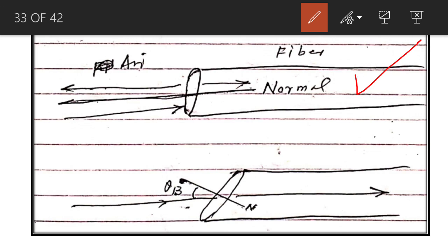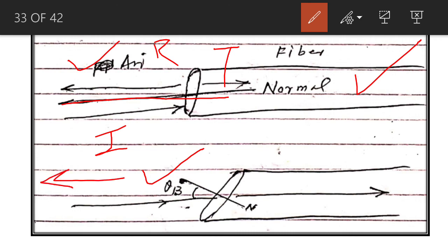So we consider this particular case. We have the fiber over here, and we have the air on this side. This is normal to the interface between the air and fiber. So here is the incident wave, here is the reflected wave, and here is the transmitted wave. So you see, if we feed the light wave through this angle, which is known as the Brewster angle, then there will be no reflection. The reflection will be equal to 0, and the total energy of the incident wave will be transmitted to the fiber. So this is the importance of the Brewster angle.